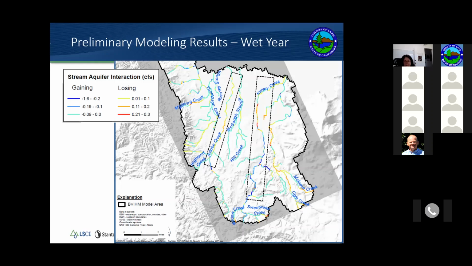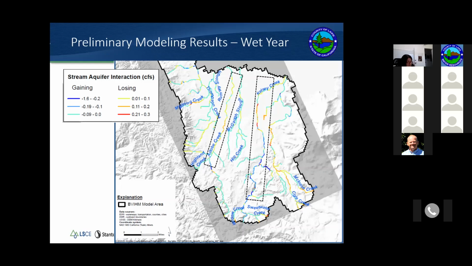It develops an estimate for all of the creeks we identified in the area, whether they are likely gaining or losing. Gaining means water is going from the groundwater aquifer into the creek; losing means water is going from the creek into the groundwater basin. The criteria we're using is simple hydraulic criteria.